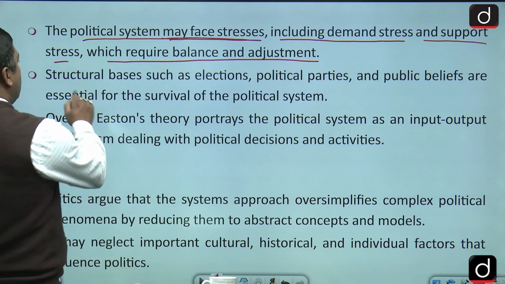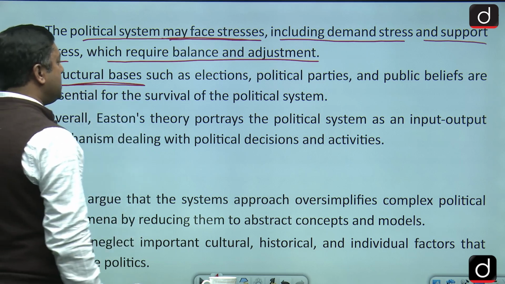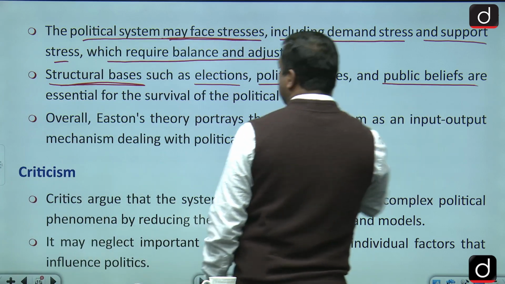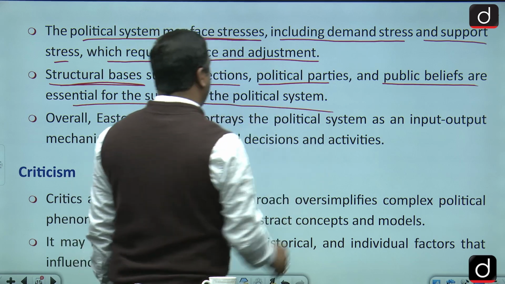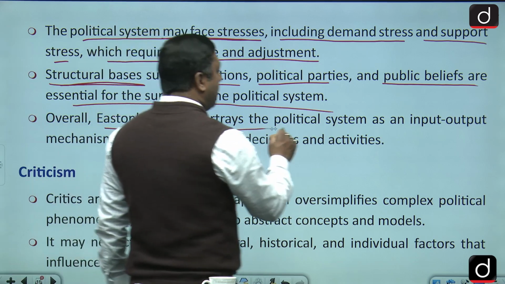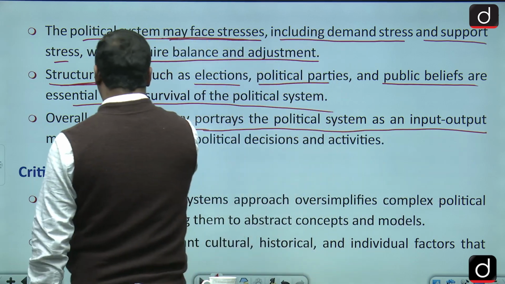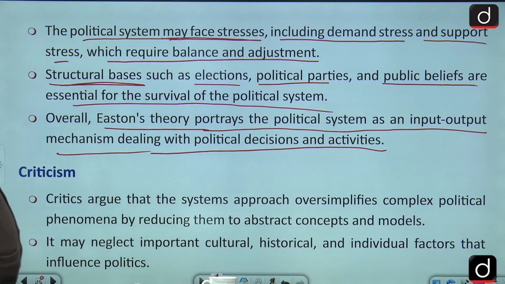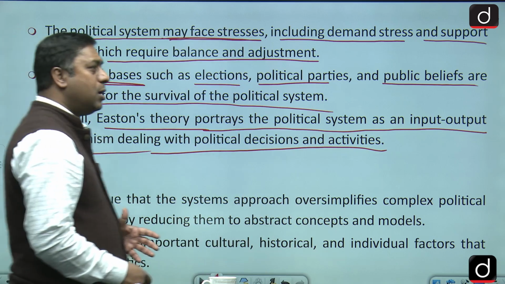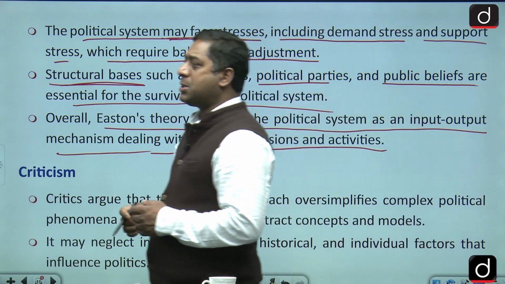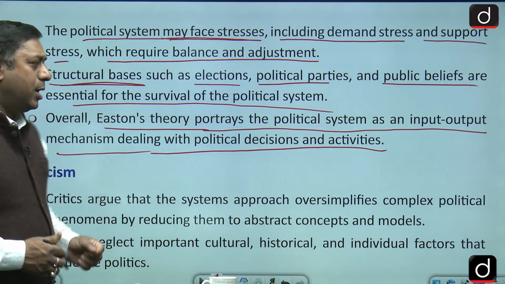Then he talks about structural bases. He says structural bases such as elections, political parties, and public beliefs are essential for the survival of the political system. And last, he says Easton's theory portrays the political system as an input-output mechanism dealing with political decisions and activities. So it's all about his own new concept of the political system, that is systems analysis.